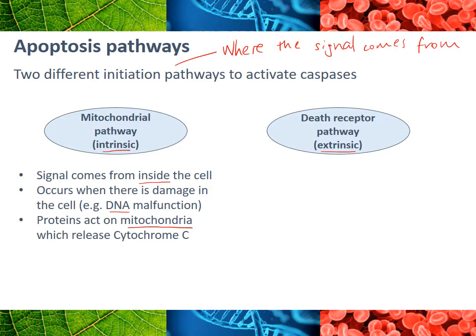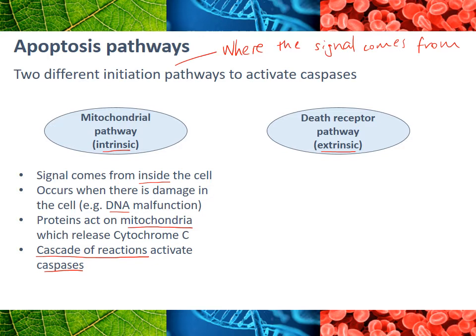Due to damage, the proteins go to the mitochondria, and then we have what's called a cascade of reactions that activate our caspases. So remember, the caspases are the enzymes that are going to carry out the process. This is all just about switching on the process of apoptosis.